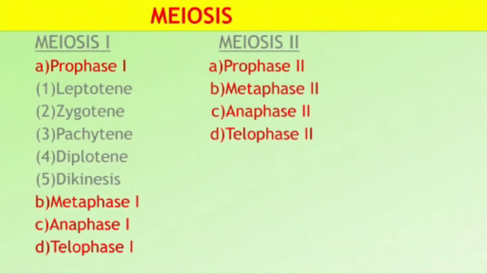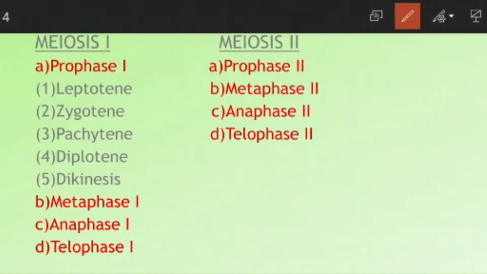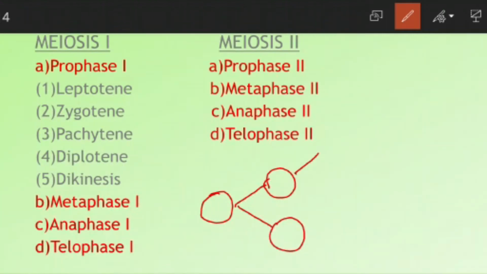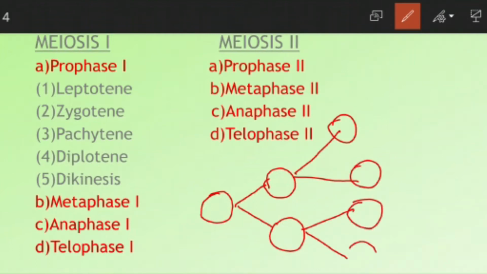Now, meiosis is the type of cell division in which a single cell gives rise to four daughter cells. How does it give rise to four daughter cells? Suppose this is the first cell. It undergoes the first division and forms two daughter cells. These two daughter cells again divide and result in the formation of a total of four daughter cells. Means from one cell, four daughter cells are formed.